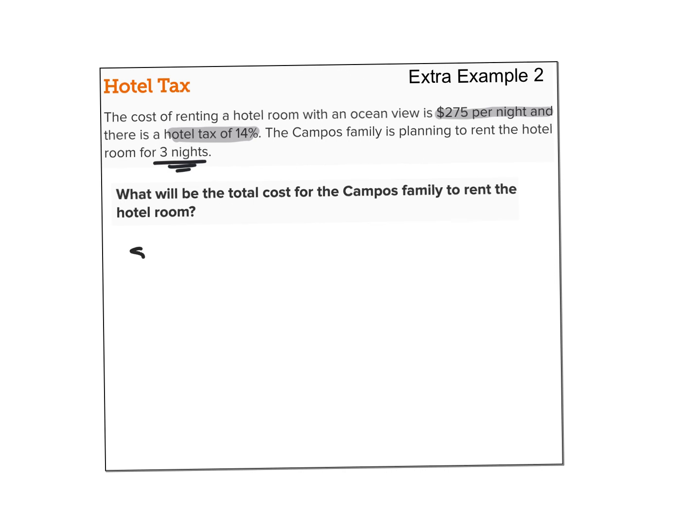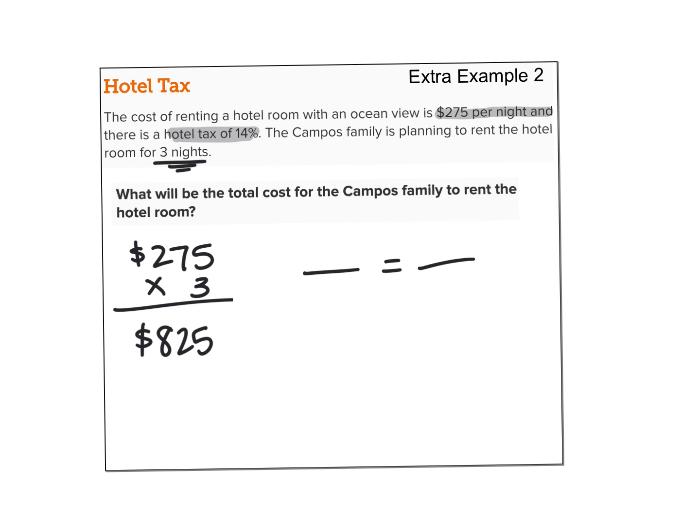All right, so if it's $275 a night and you're doing it for 3 nights, first thing I'm going to have to do is figure out 275 times 3. So 275 times 3 is 825. So that's how much just the hotel room cost. After that, I am going to set up my proportion. So I have to pay 14% tax. So 14 over 100. And my total that I'm paying for the hotel room is going to go right here.